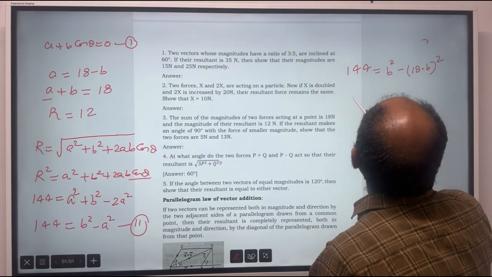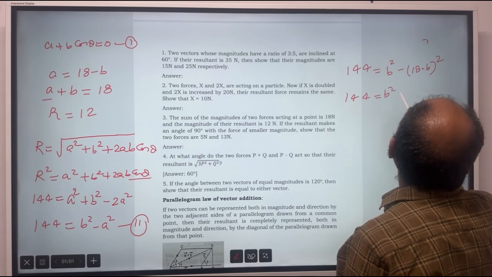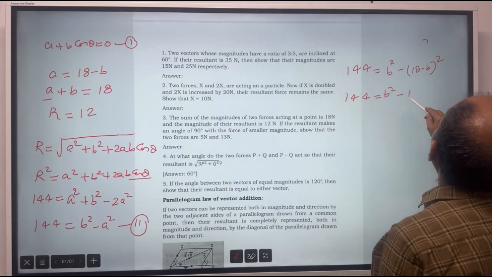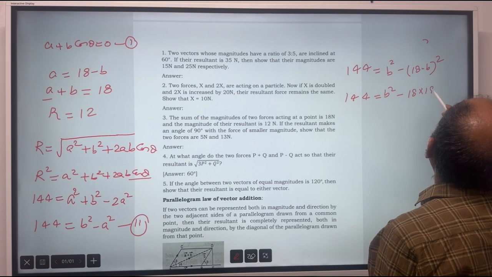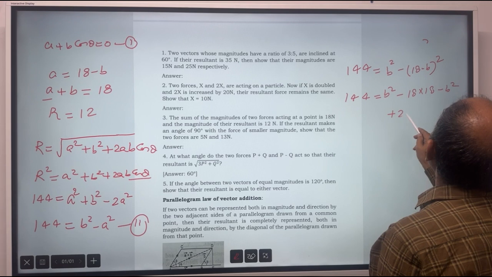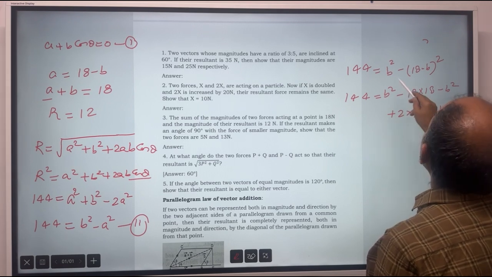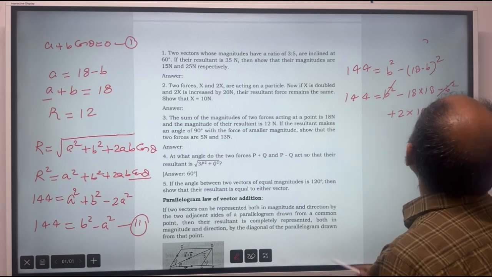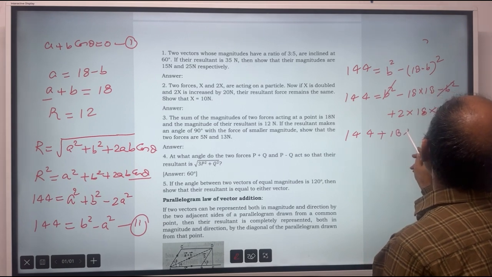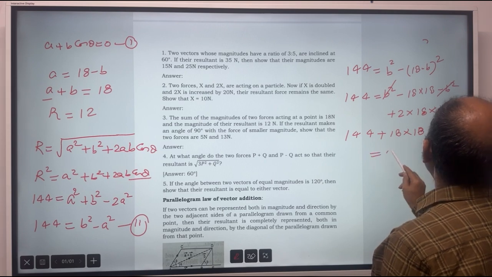Now we open the bracket. 144 is equal to B square minus, this will become how much? 18 into 18, that is 18 square, minus B square plus twice of 18 into B. So B square will cancel out. This number will be shifted to that side, so 144 plus 18 square is equal to 36B.